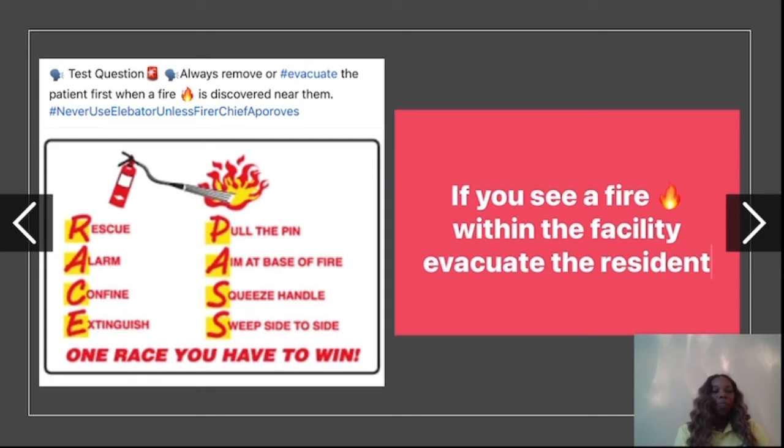In order to use your extinguisher, you want to pull the pin. You want to aim at the base of the fire, squeeze the handle, and sweep from side to side. The acronym to remember how to use the extinguisher is PASS. And the acronym for fire safety is RACE.